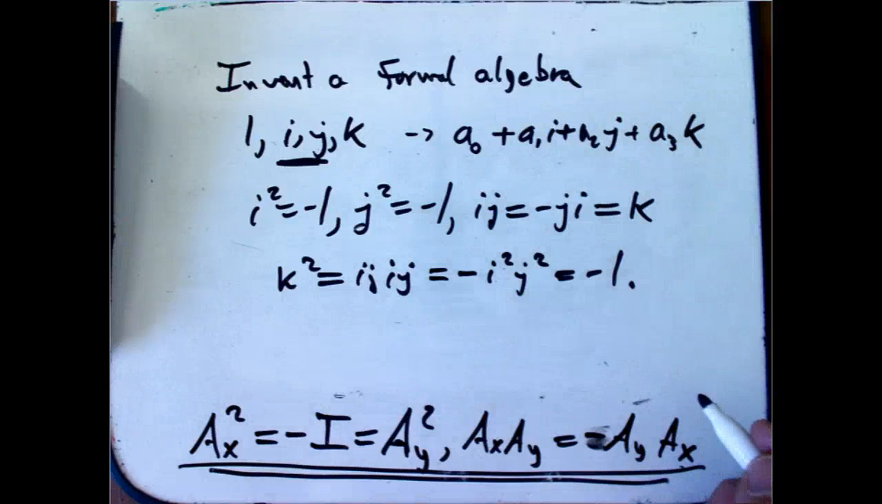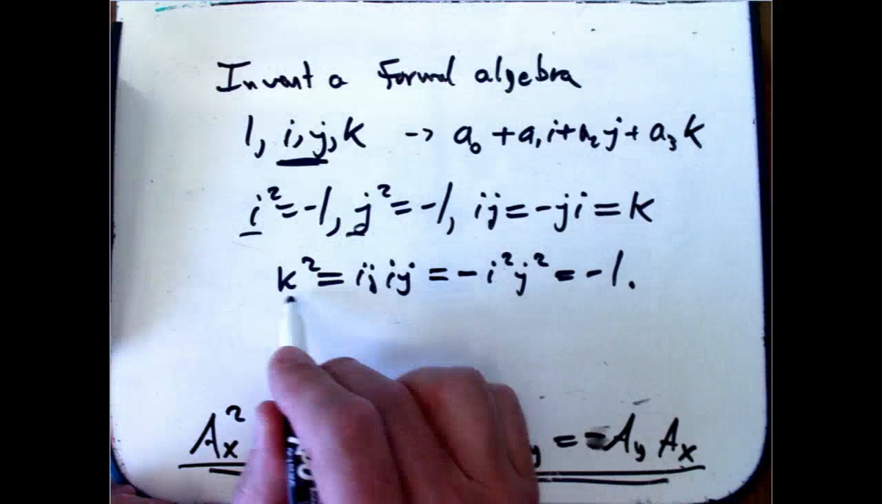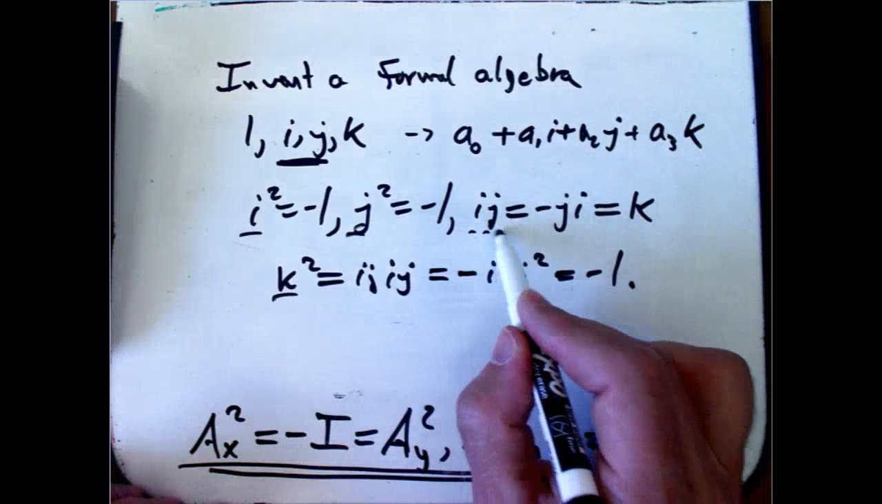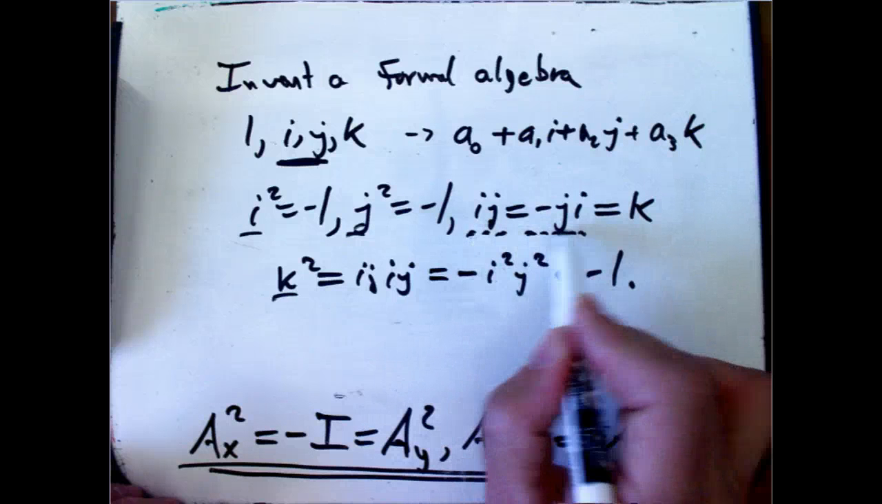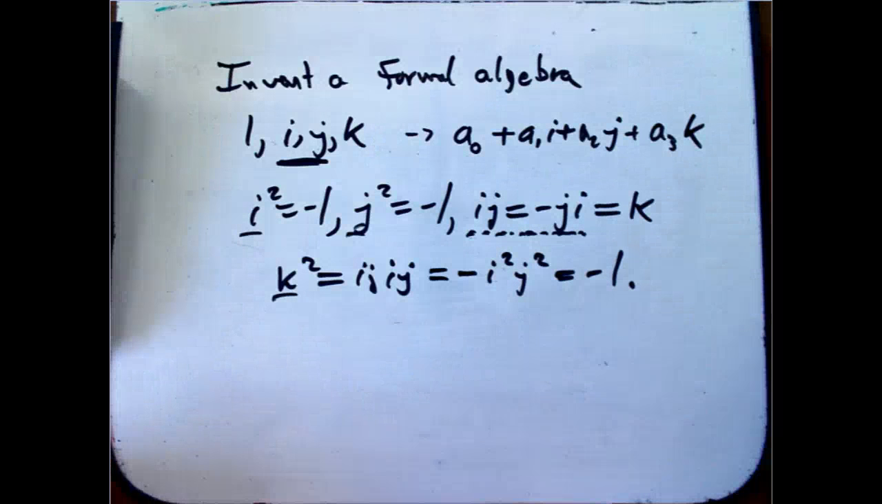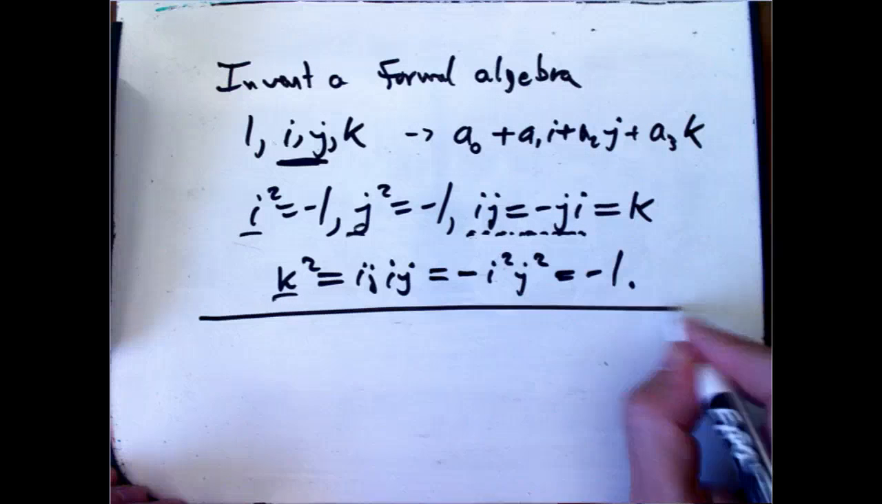Okay. So we've got this system where all three of these guys, i, j, and k, all square to minus 1. And then there's at least this interesting thing about non-commutativity. Okay. We could go through the other rules, but let me just... Oh, I shouldn't erase that. Maybe. Okay. So here's what I'm going to do.